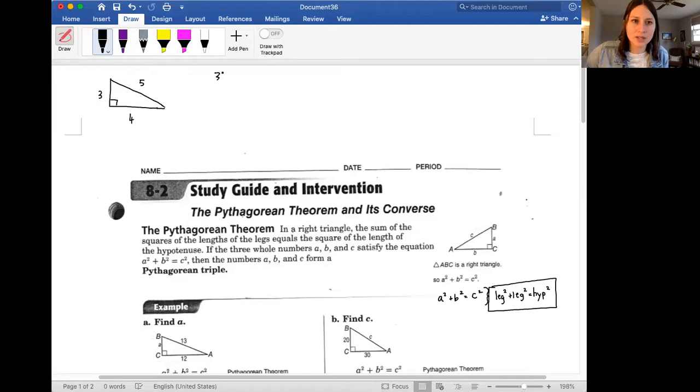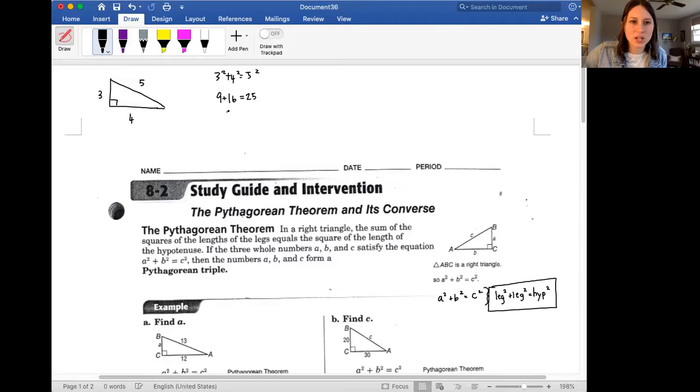Pythagorean theorem. So if I plug this in, 3 squared plus 4 squared equals 5 squared, then I have 9 plus 16 equals 25.